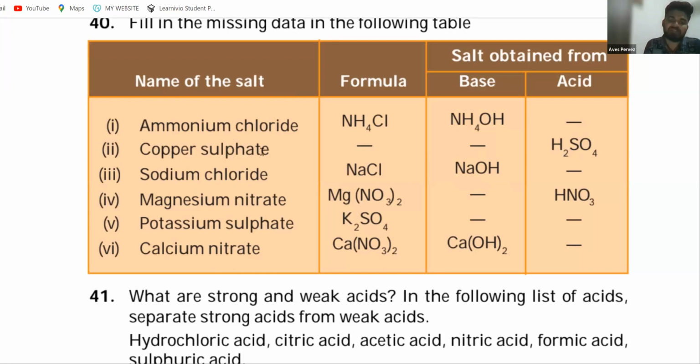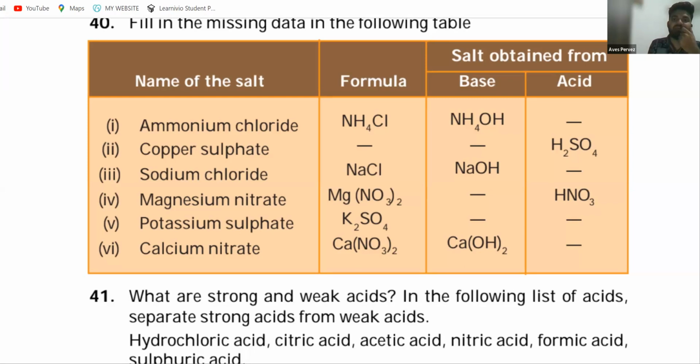Now this is copper sulfate. So first of all, what is the formula of copper sulfate? Write it here. And what should be the base here, so that it reacts? Copper hydroxide. This is copper sulfate and copper hydroxide, and the copper sulfate formula is CuSO4. Got it? Everybody?